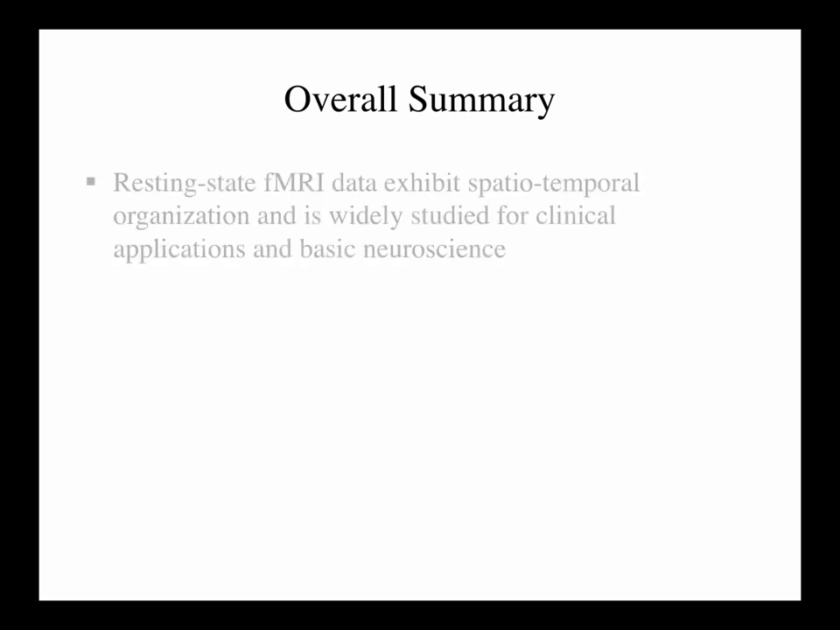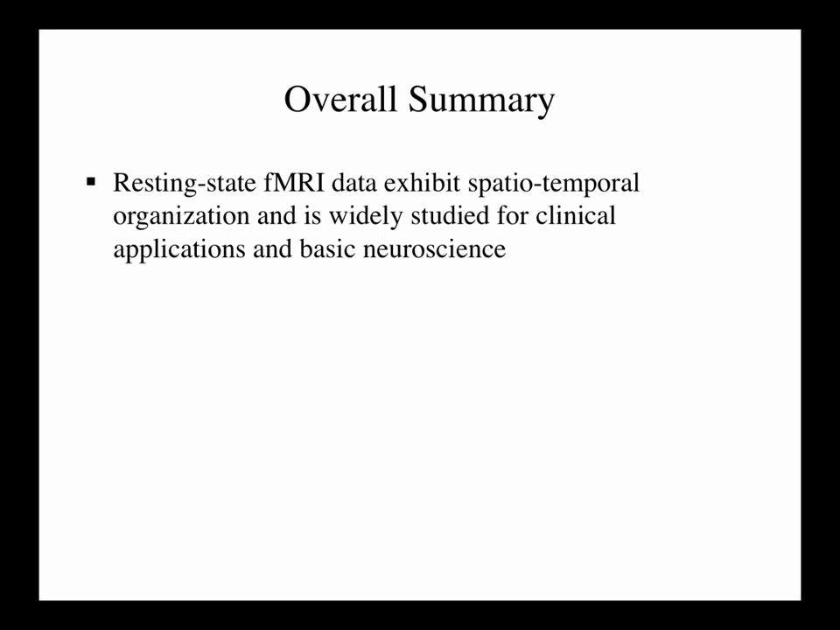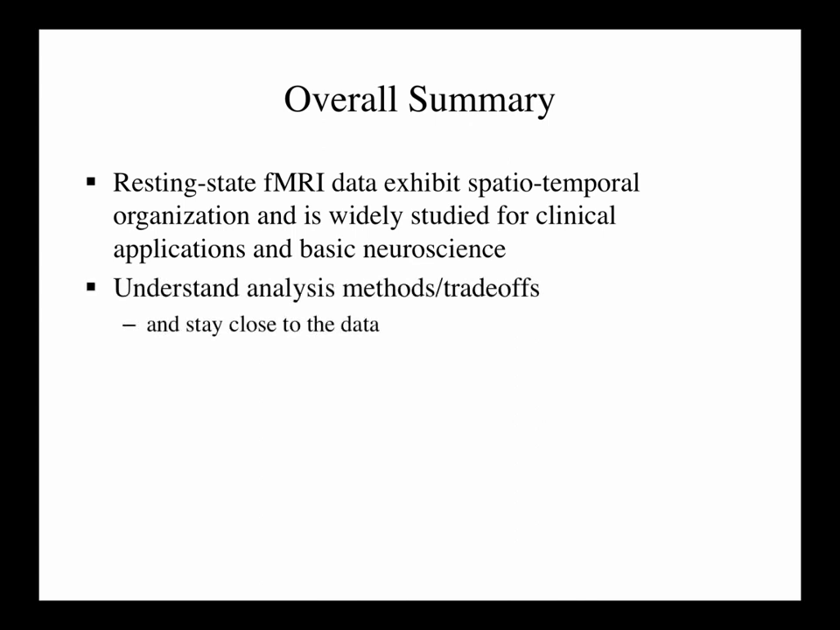Okay. So as an overall summary, resting state data exhibit these spatial temporal correlations, this very rich organization that's being studied by many people for clinical applications and basic neuroscience. There are many ways of analyzing the data, a lot more than we talked about here, but it's really important to be aware of how these methods work and the trade-offs between them, and to try to stay as close to the data as you can. So look at the raw time series a lot and try to understand, if regions are more or less correlated, is that because their synchrony is higher, because the SNR is better, the amplitude is higher, all these other things that interrelate.